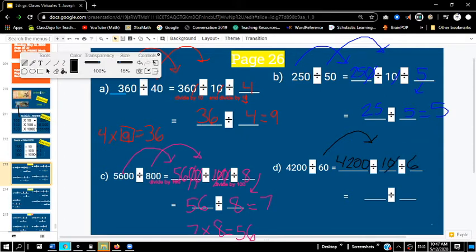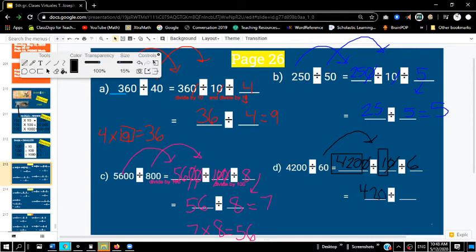I'm going to divide both sides by 10, and I'm left with 420 divided by 1. I know that 420 divided by 1, here's my 420, now that I've gotten rid of that 0, divided by 1 equals 420. So I'm going to put that in my blank.